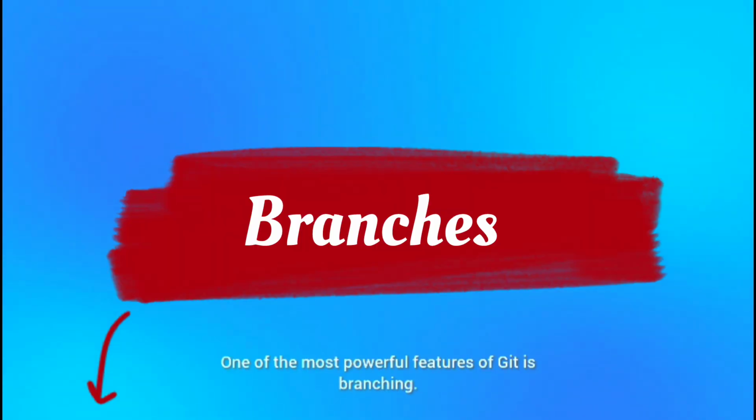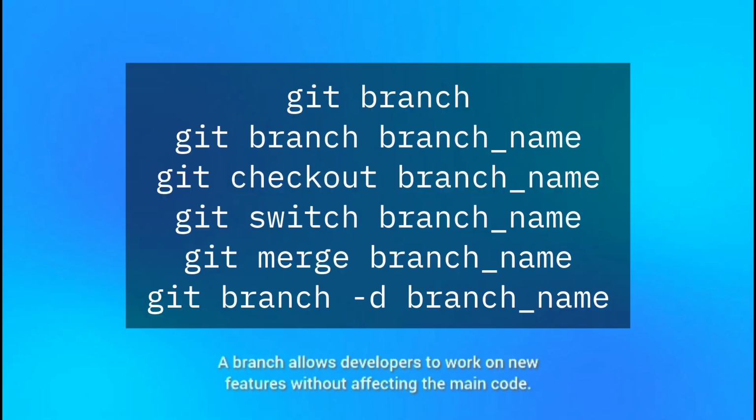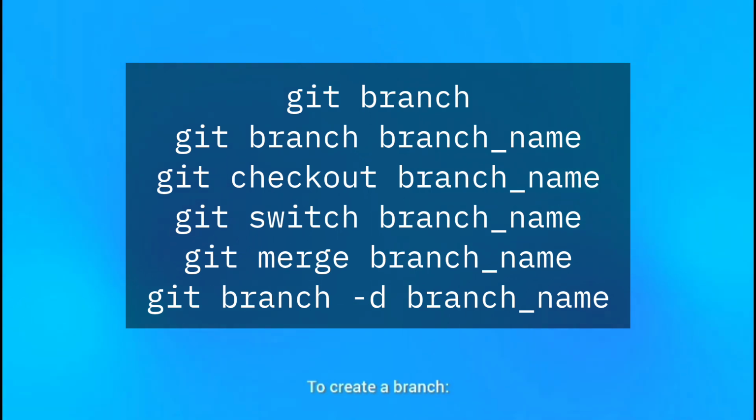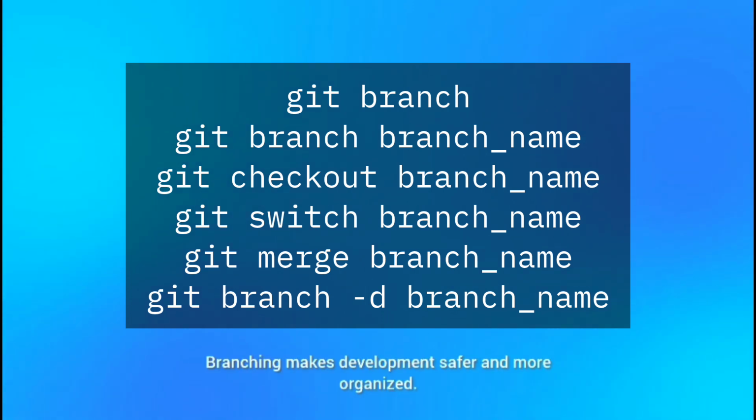Branches in Git. One of the most powerful features of Git is branching. A branch allows developers to work on new features without affecting the main code. To create a branch, git branch feature. To switch to that branch, git checkout feature. And to merge the branch, git merge feature. Branching makes development safer and more organized.